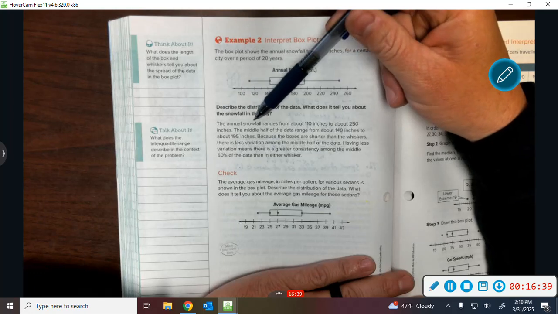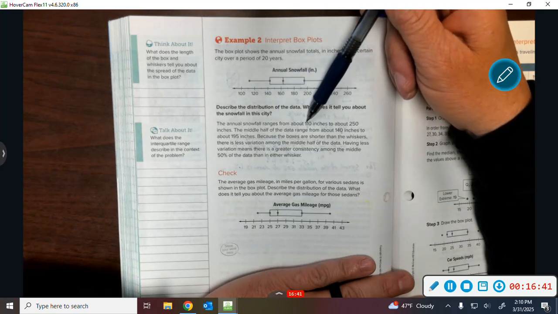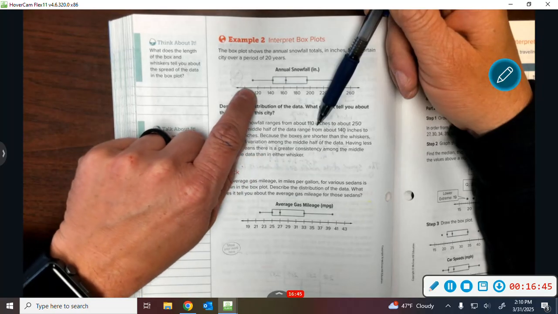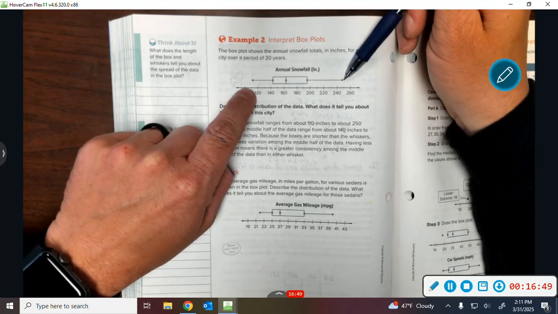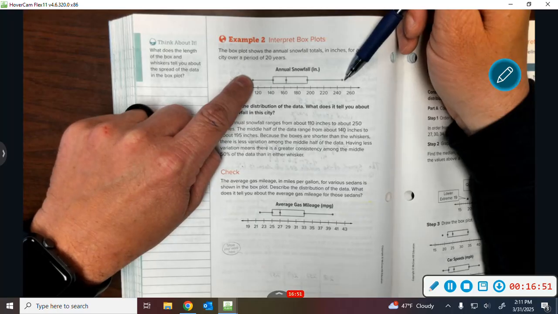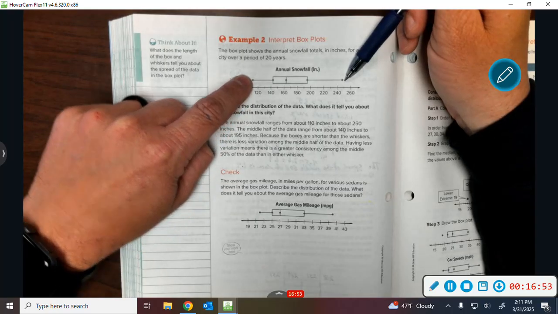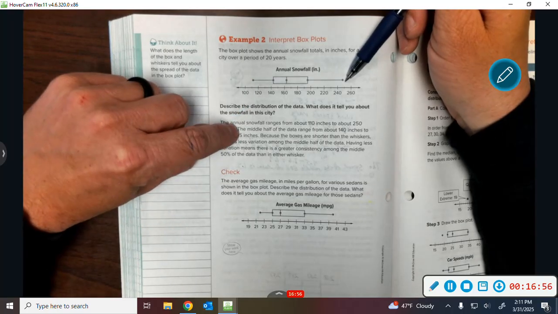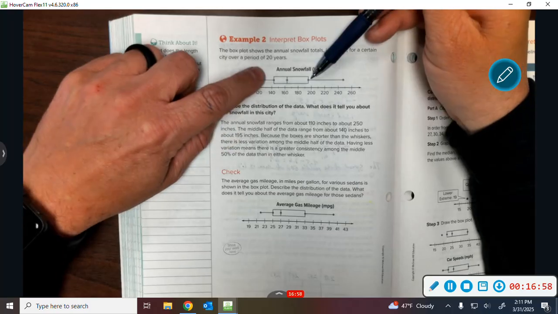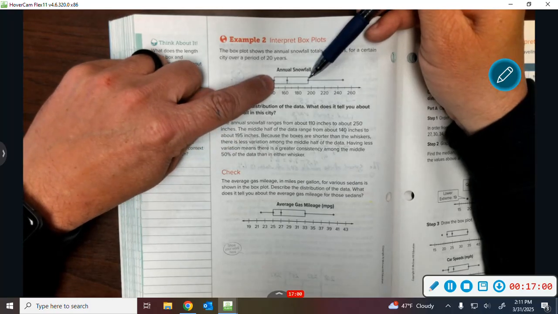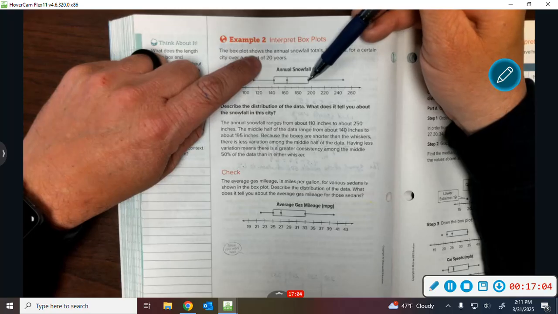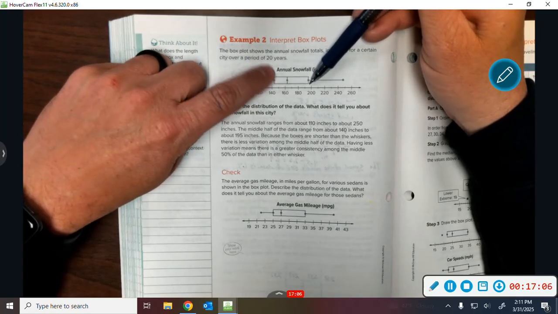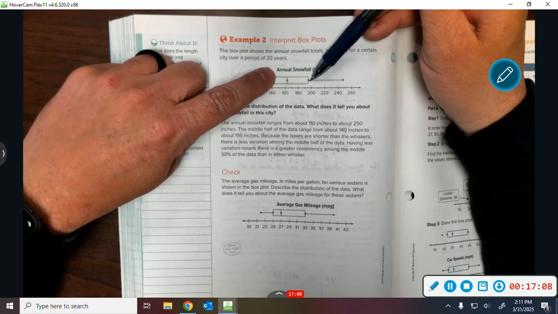So the annual snowfall ranges from about 110 inches, so from about 110 is here, to about 250, which is about here. So that is the range that it's telling us. So we can see what the range is. The middle half of the data, that's this piece right here, ranges from about 140 to 195. So the range of the middle half of the data is here.